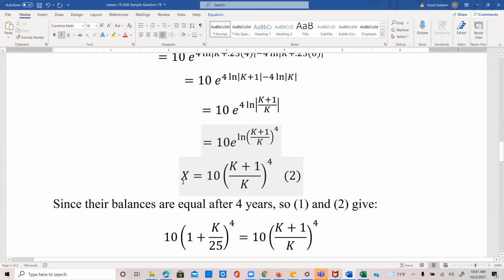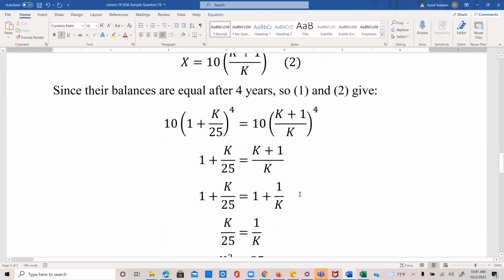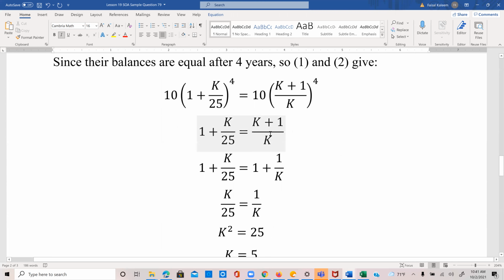Their balances after 4 years are the same. So now setting the two balances equal to each other, we get this equation. You divide by 10, then you take the 4th root. So you get 1 plus K over 25 equals K plus 1 over K. And here we split the fraction, so this splits into 1 plus 1 over K. And then you subtract 1 from both sides.